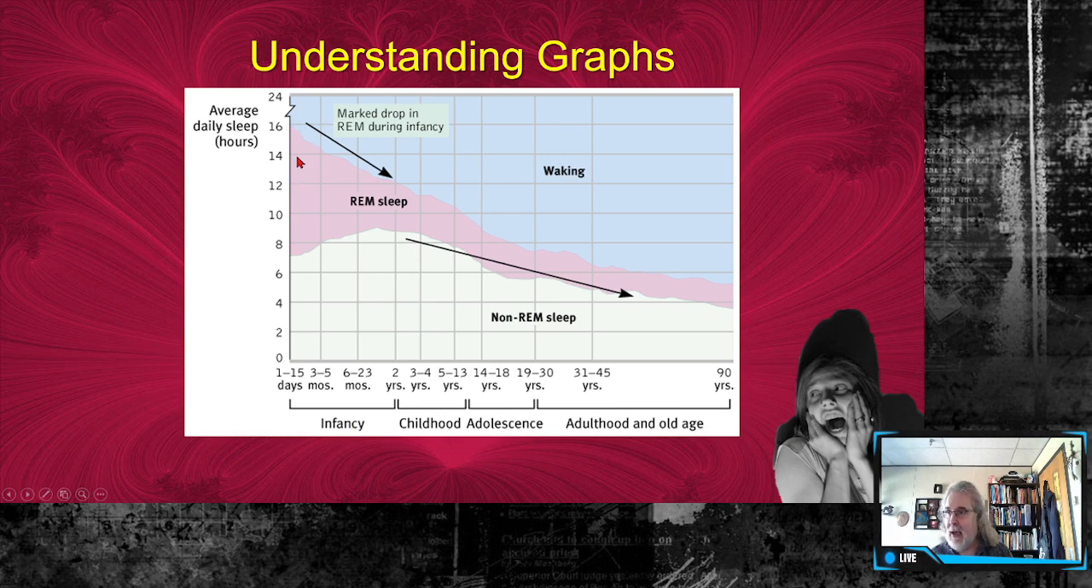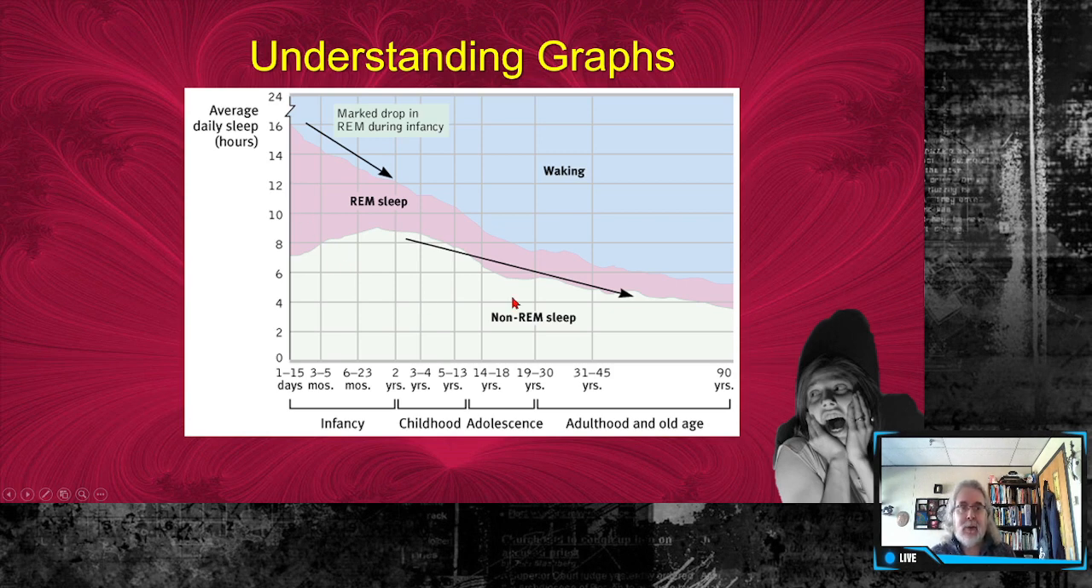Now if we move down the graph in that same area, we can see that they spend a total of, we could say, roughly 7 hours in non-REM sleep. So if you want to know how much REM sleep do they have, well, you just got to subtract 7 from 16 and you get 9. So you can see they spend 9 hours in REM sleep and 7 hours in non-REM sleep for a total of 16 hours. So that's quite a bit of information.